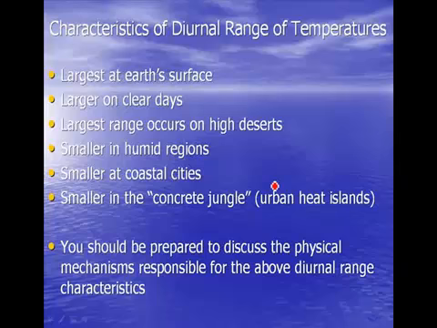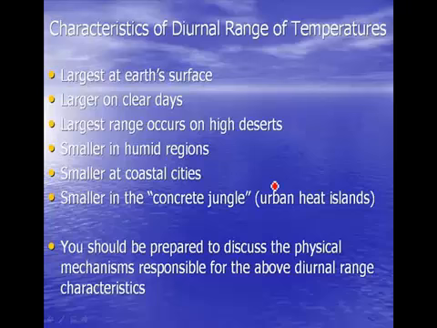First of all, before we look at some of the practical applications, let's talk about characteristics of diurnal range of temperatures. Typically, the largest diurnal range is at the Earth's surface, typically larger on clear days. The largest range of temperatures occurs on high deserts. Typically, the diurnal range is smaller in humid regions. Part of that has to do with the fact that the incoming energy is being partitioned off into sensible and latent heat of evaporation, and so not all of it is being used for sensible heating.